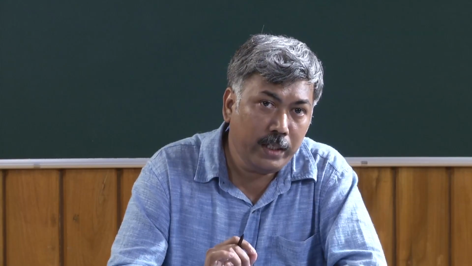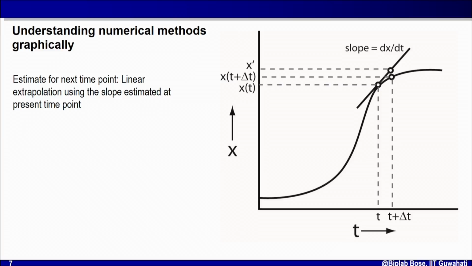Now let us look into the Euler's method in a graphical way. What we are doing here, look at this graph given here. Suppose at time t, we are at this point x_t. This curve shown here is essentially x as a function of time t, and we have got it from a differential equation. We had a differential equation which was r into 1 minus x into x. From integrating that we got this function. At time t, we are at this point. So the value of x at time t is x_t.